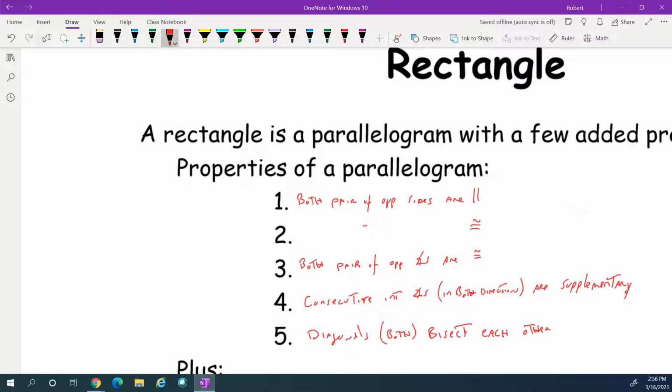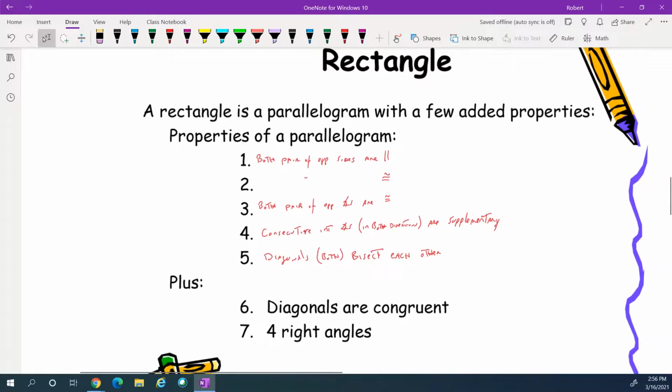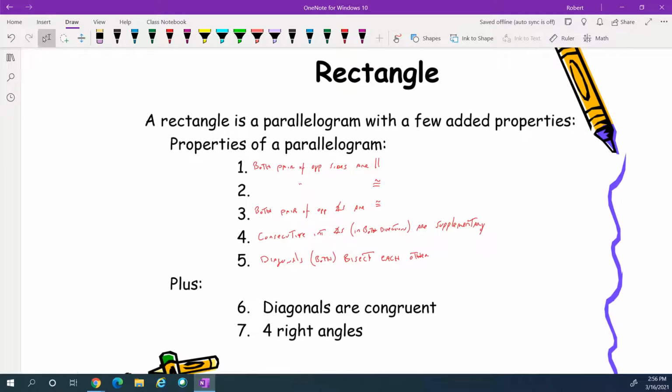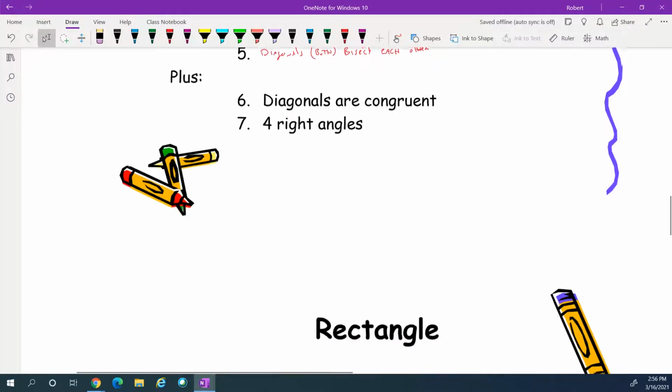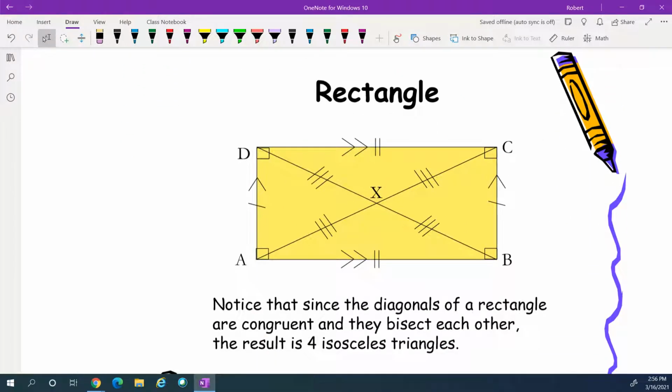Well, we take the 5 properties of a parallelogram, and to turn it into a rectangle, we add 2 things that we probably already knew. These diagonals are going to be congruent, and now we have 4 right angles. So a rectangle is really a parallelogram that stands up straight. Right angles. We can see the properties all put into the picture.